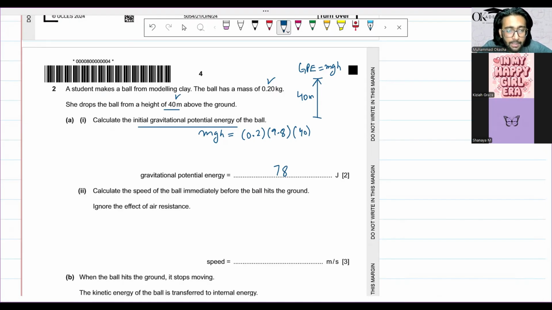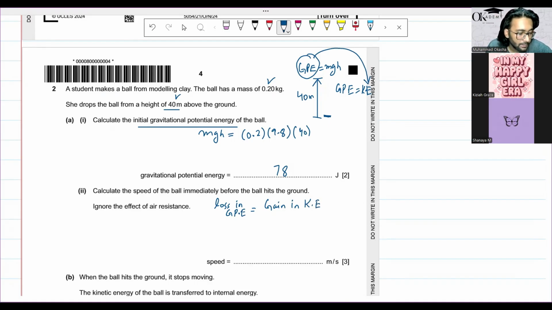Calculate the speed of the ball immediately before the ball hits the ground. Ignore the effect of air resistance. So now we know that once the ball goes down, there is a transfer of gravitational potential energy into kinetic energy, because kinetic energy of a body is due to motion, right? Just as the ball reaches the ground, all of the gravitational potential energy would have converted into kinetic energy, because the ball is almost about to hit the ground. So the loss in gravitational potential energy is equal to the gain in kinetic energy.